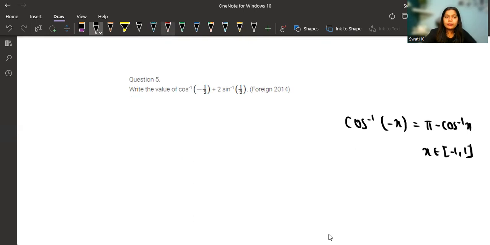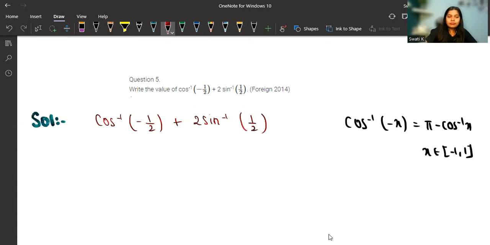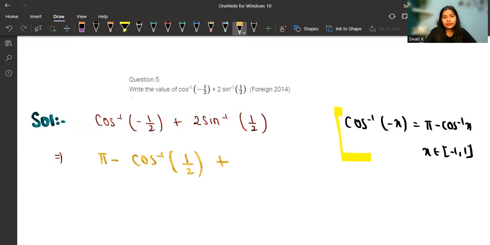So using this formula, clearly I can write down this as pi. Let me write down. Always do one thing. In the exam, never start from the next step. Start your answer with the question only. So yes, do that always. So let's start. We have cos inverse minus half plus 2 sine inverse half. And now using this formula, of course, you can write down, because that's the formula. So we can write down this as pi minus cos inverse x. Using this formula, x is half. So yeah, plus we have 2 sine inverse half.